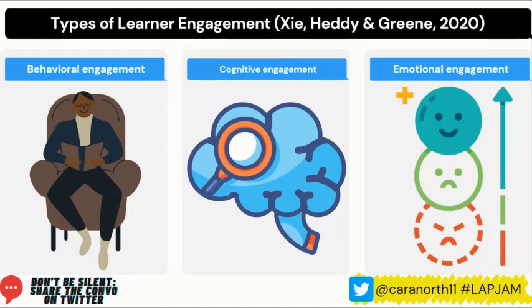So let's talk a little bit about learner engagement. If you were to go to Google and type in learner engagement, you're going to find a ton of different answers. So instead of defining what learner engagement is, I prefer to look at the constructs of it, meaning how can we operationalize it? According to Shea, Hattie, and Green, it can be operationalized by behavioral, cognitive, or emotional.